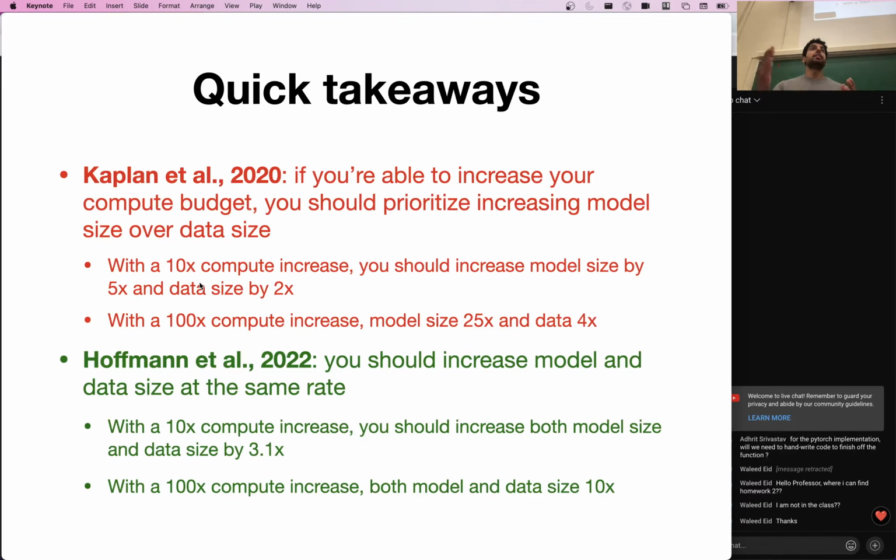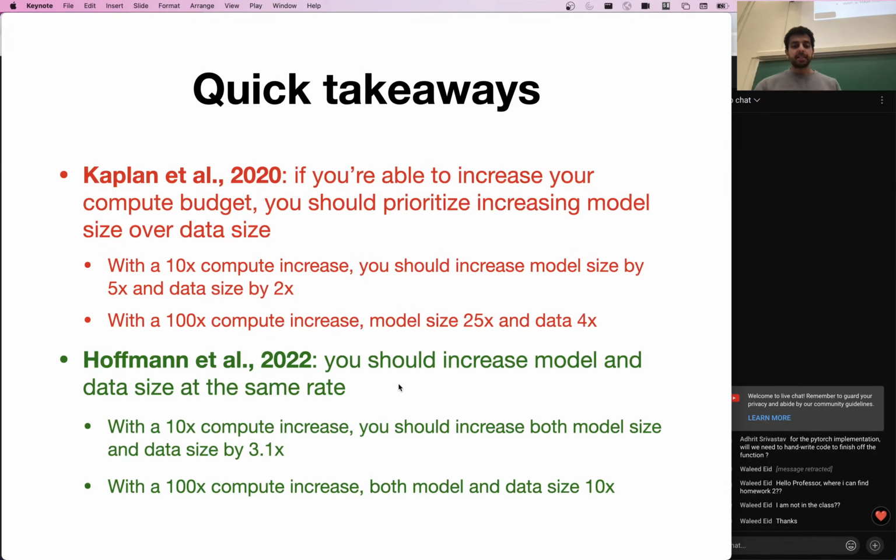So with a 10x increase in compute, so let's say I was able to use my GPU for 10 weeks instead of 1 week, they said you should increase your model size by 5 times and your data set size by 2 times if you have this kind of 10x compute increase. And with a 100x compute increase, your model size should increase by 25 times and your data set size by only 4 times. So for a couple of years, this is what a lot of other companies did. They scaled their models using this scaling law.